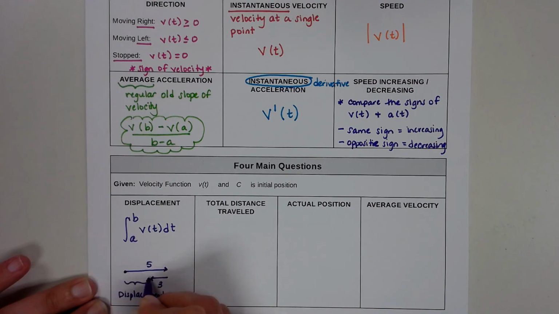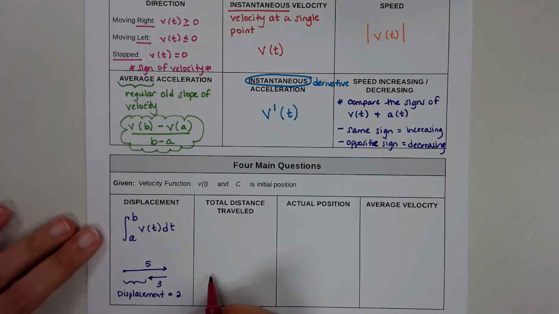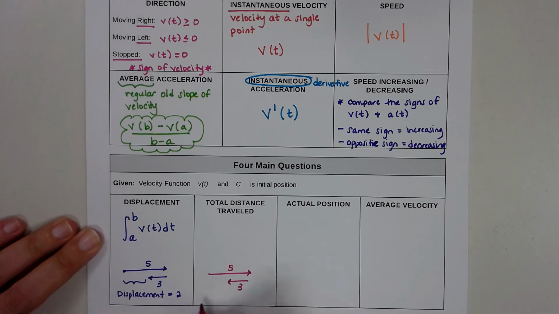Because when you stop, you're going to be 2 steps away from where you started. Now, a separate idea is the idea of total distance traveled. And here's how total distance traveled is different. If I take the same situation, 5 steps to the right and 3 steps to the left, and I ask for the total distance that you traveled, you would say 8.